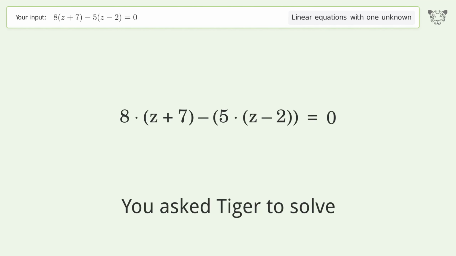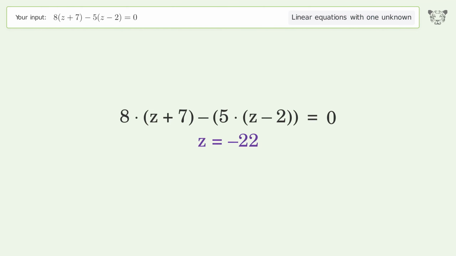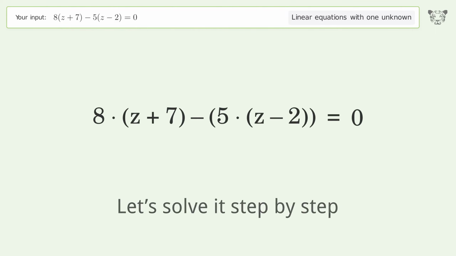You ask Tiger to solve. This deals with linear equations with one unknown. The final result is z equals -22. Let's solve it step by step.